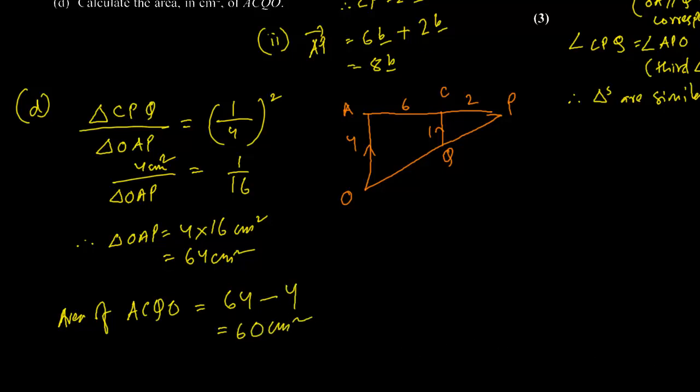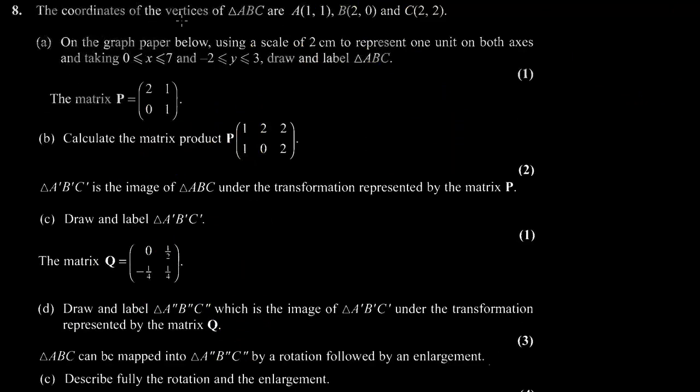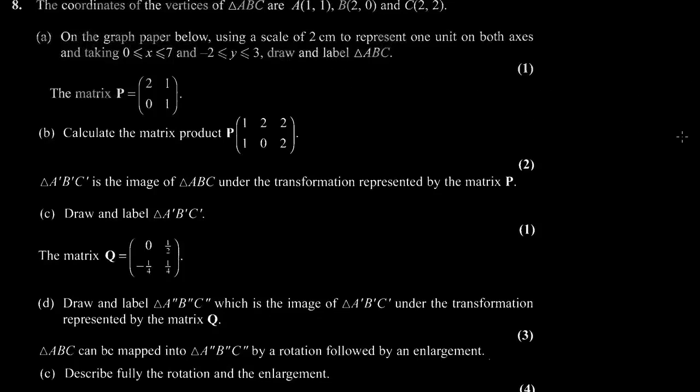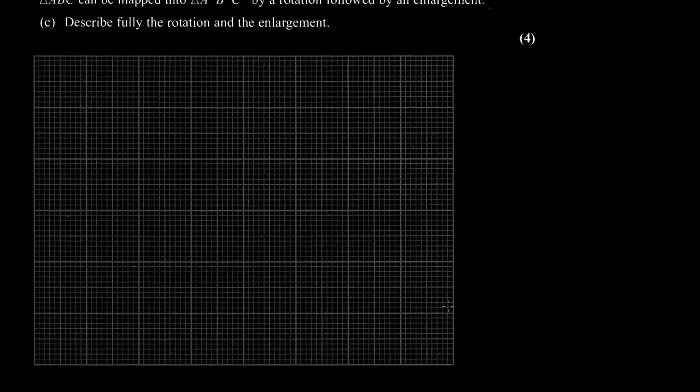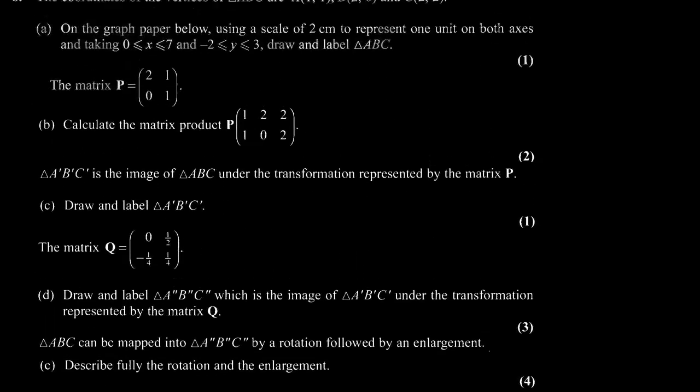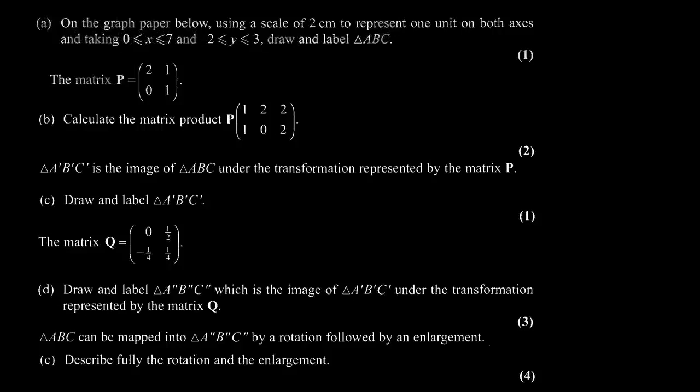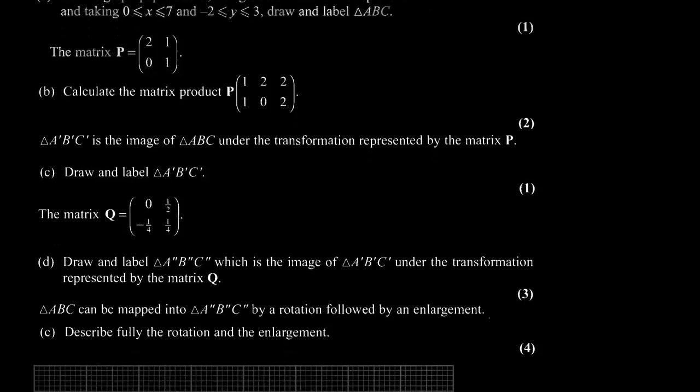The coordinates of the vertices of triangle ABC are given. Okay, this is a matrix transformation sum. So nowadays, most of the graphs would be printed, the axes would be printed, but previously we had to put the axes ourselves. So this is what we have to do. So x has to be 0 to 7, and each would be 2 squares. So 2 centimeters means 2 squares. So 0 to 7.